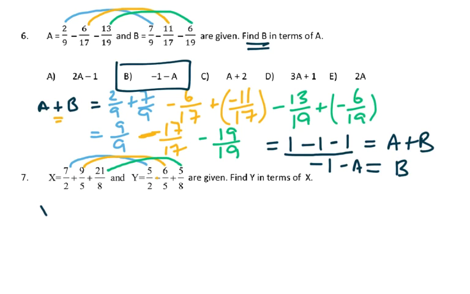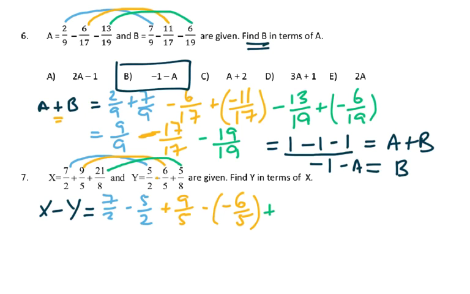So in this case, we're going to say x minus y and work that out. So 7 over 2 and minus 5 over 2. The middle fractions we've got plus 9 over 5, and remember we're subtracting the one in y, minus 6 over 5. And we've got plus 21 over 8 minus the 5 over 8.